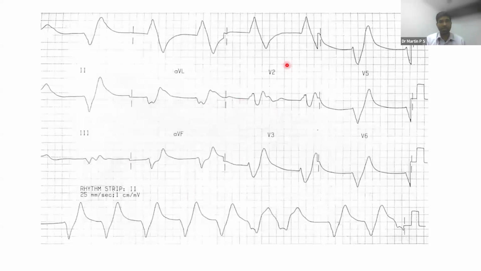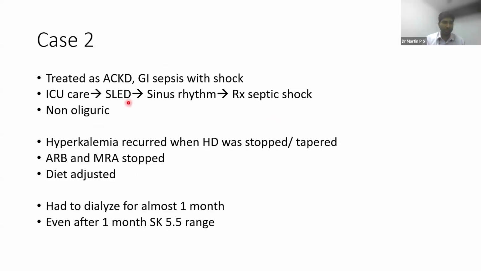The ECG shows a sine wave pattern, which is very classical when the patient develops very severe hyperkalemia. So this patient was managed along the lines of septic shock due to GI sepsis, as acute on chronic kidney injury with GI sepsis and shock. The ICU team took over, the patient was taken for SLED, and the rhythm came back to sinus rhythm as soon as SLED was started. The septic shock was treated, the patient became non-oliguric, but the hyperkalemia never recovered.